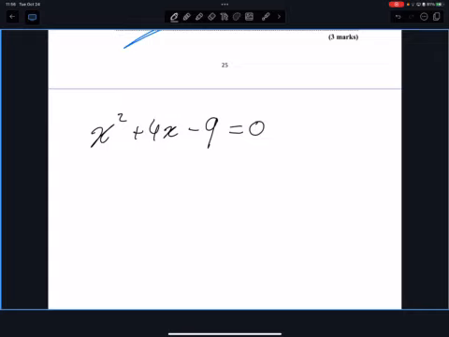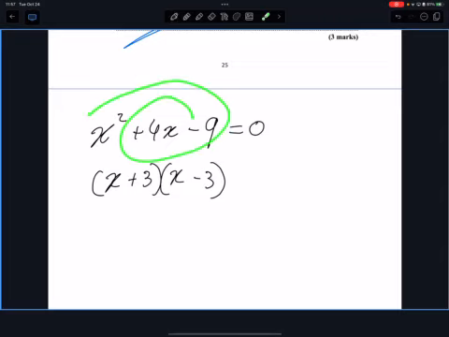We say multiply the last number. Two numbers multiply with each other equal 9. It's either 9 and 1 or 3 and 3. Now, if I do x plus 3, x minus 3, you will notice the answer is not this equation. So that is wrong.